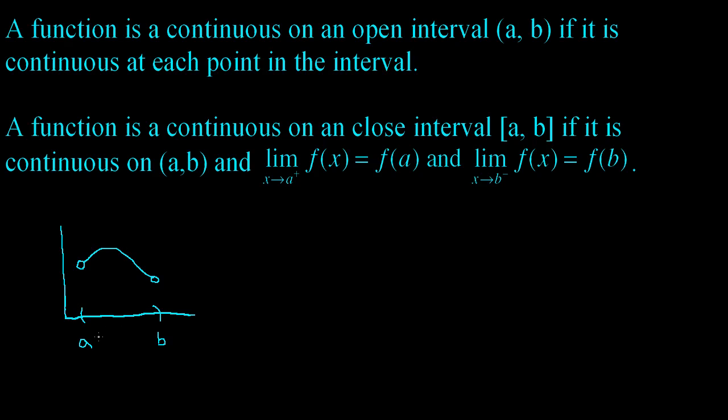Remember that an open interval doesn't include the endpoint, so I really don't care about what happens at A or at B. But you can see that if you consider any x in this interval right here, it's going to get mapped to this curve. And when you draw this curve, you don't have to pick up your pencil anywhere along the way. So this is going to be continuous on the open interval AB. Now, let me just write it here, continuous on AB.